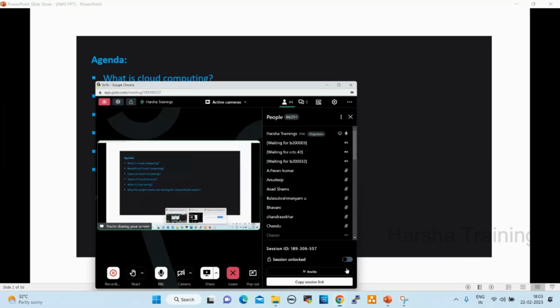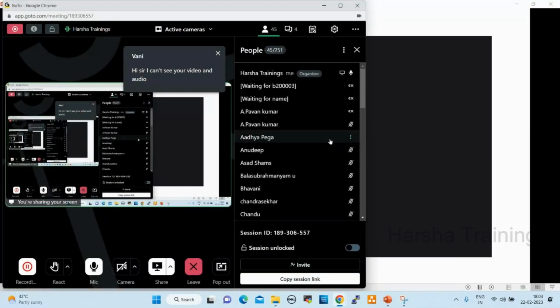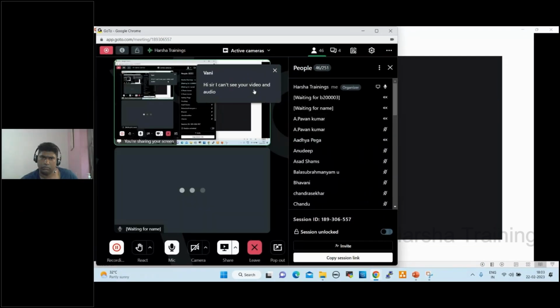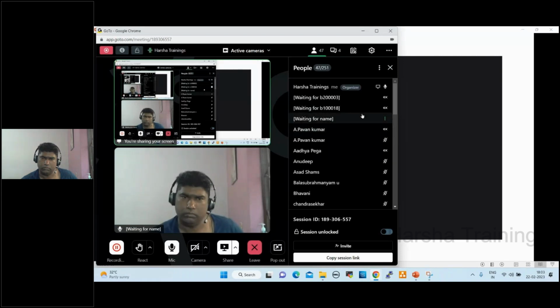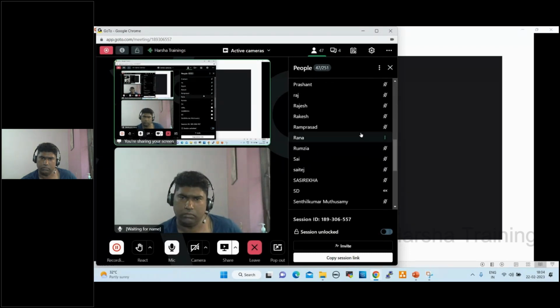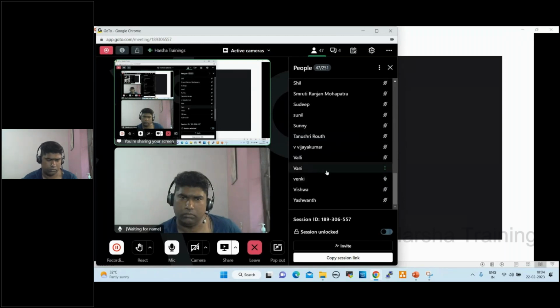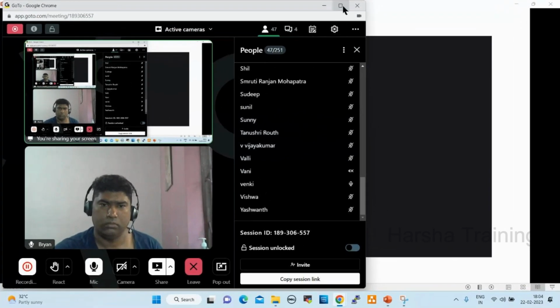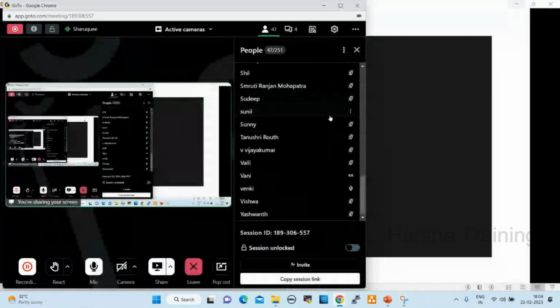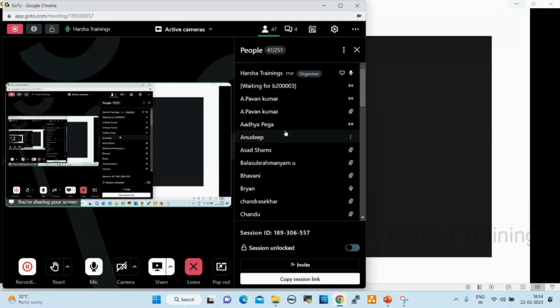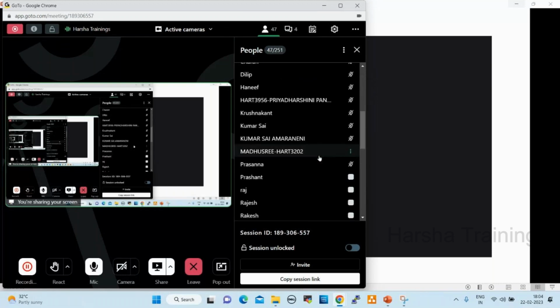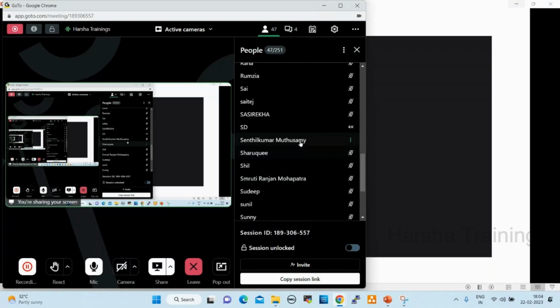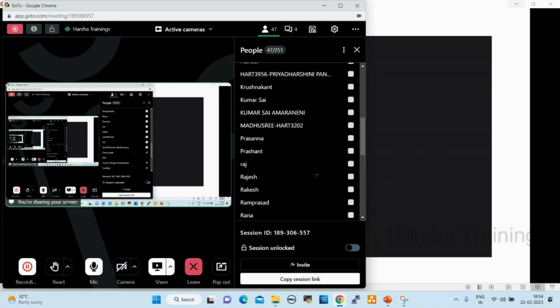Still people are connecting. Some people are pinging me and unable to connect. Vani, can you reconnect? Can you log off and log in again? I think you are unable to see the screen, right? Can you log out and log in again? If you are getting any disturbance, or if you are unable to see the screen, or if I'm not audible, just let me know. Let's get started.